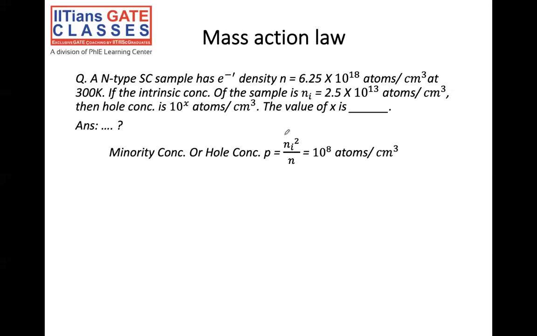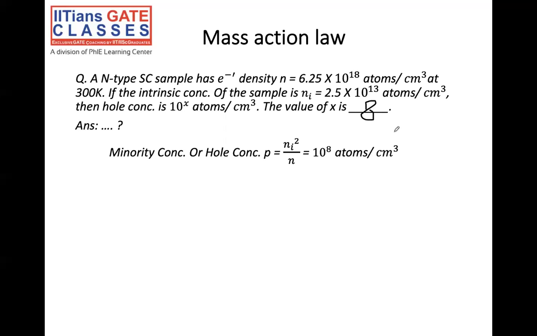So here they are asking the hole concentration in n-type. It is minority carrier concentration they are asking. That is equal to Ni square upon majority carrier concentration. Ni is given, majority carrier concentration is given. So its square will be 6.25 into 10 to the power 26 divided by 6.25 into 10 to the power 18. So we'll get 10 to the power 8 atoms per centimeter cube. So here the x value will be 8.